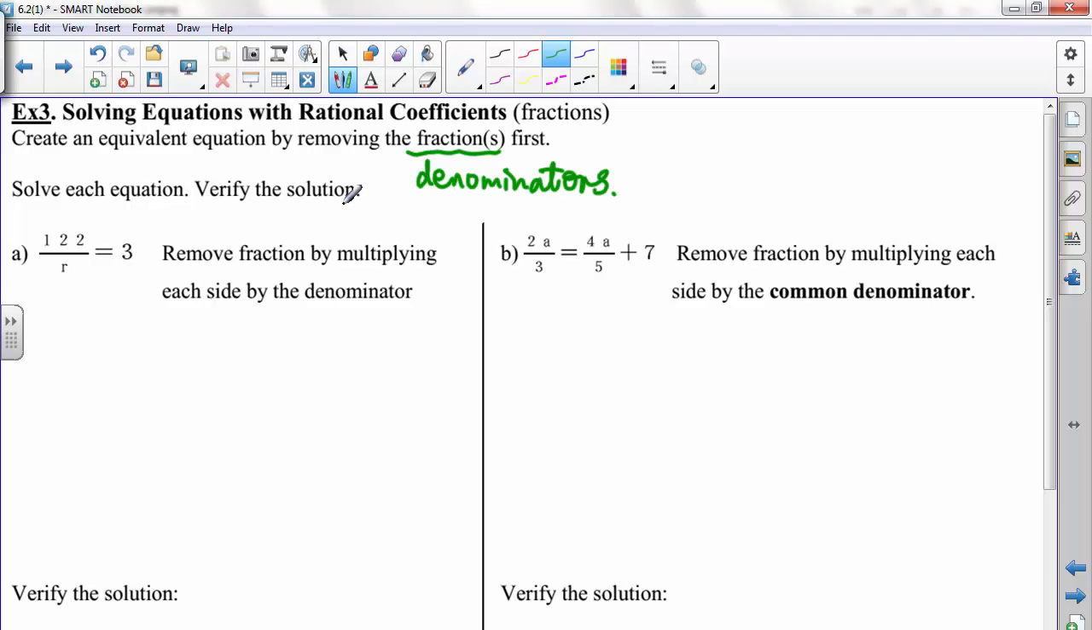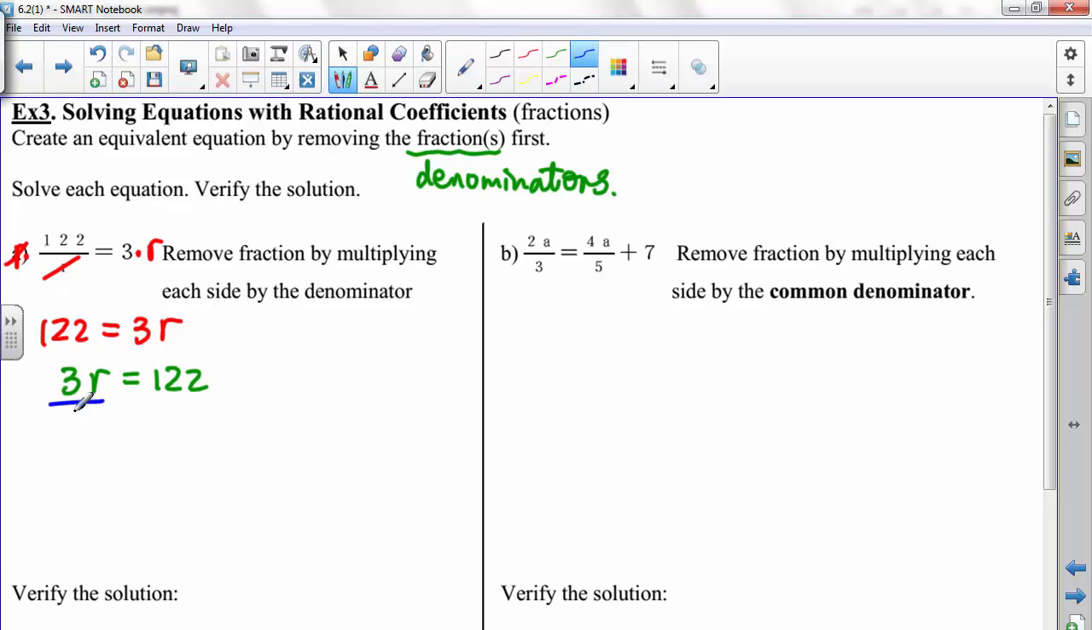Let's look at the first one. This one is not a rational coefficient, but it has the variable r in the denominator. The principle will be the same as rational coefficients. If I want to solve for r here, this r is in the denominator right now. I want to remove the r from the denominator. I will multiply both sides by r. r divided by r, they got canceled out because r divided by r is 1. So 122 equals 3 times r. This equation is the same as 3 times r equals 122.